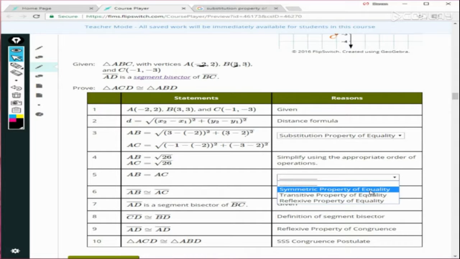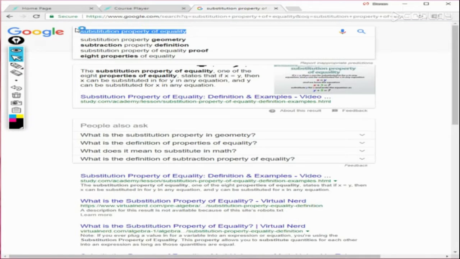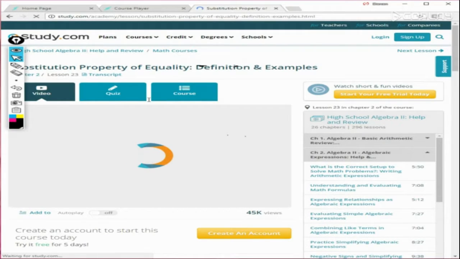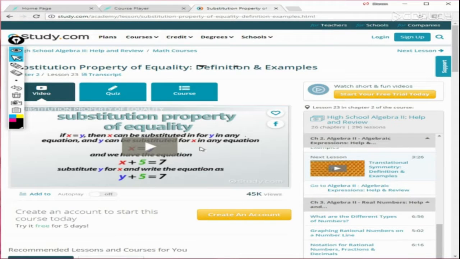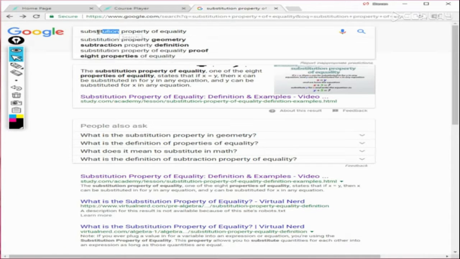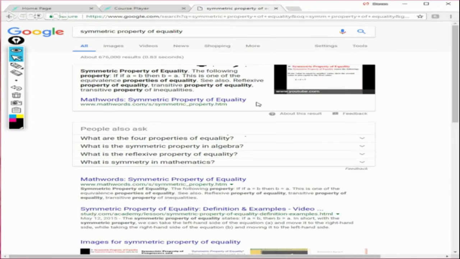And it's asking symmetric property of equality, transitive property of equality, or reflexive property of equality. So let's use our tools again. Symmetric, I'm going to this one. Okay, it's a video. I don't want to watch it. I just want some words. So symmetric. Symmetric property of equality: if A equals B, then B equals A. This is one of the equivalence properties.